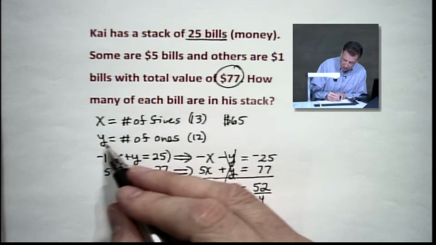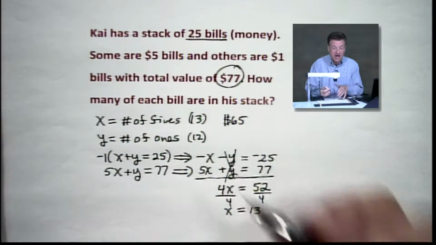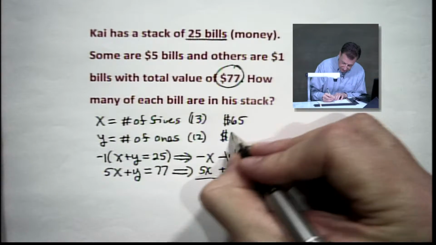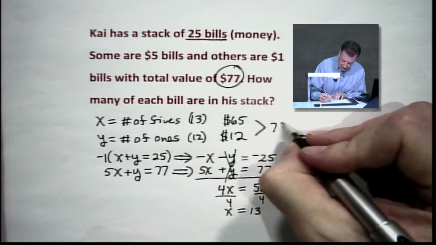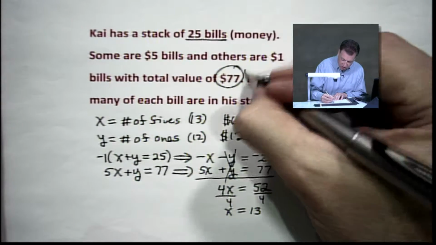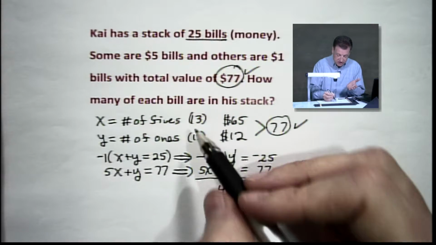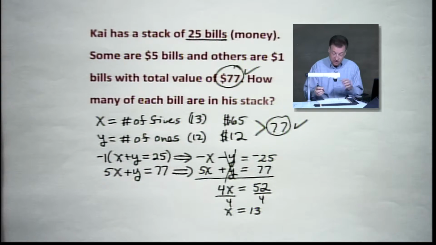If you take, well, this is ones, right? So 1 times 12 gives you 12. You add those together, you get 77, and that's your check right back there. You already know these add together, you get 25. All right, so there it goes. And it satisfies both requirements.